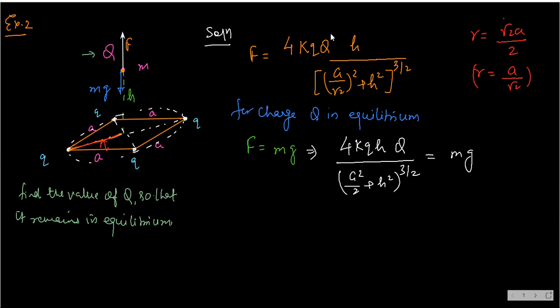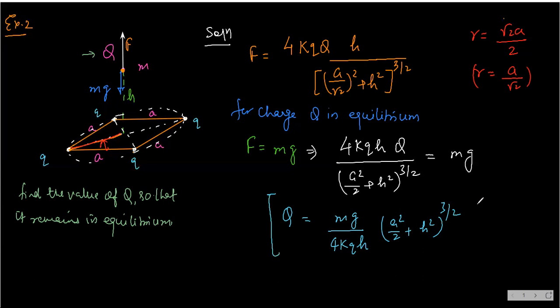So you just have to write the value of q in terms of everything else. Game over. So the value of q should be, कितना आसानी से बन गया ना, mg, 4q should come down, तो क्या हो गया, the value of q should be 4k cube h into a square upon 2 plus h square to the power of 3 by 2. बस क्या हो गया, है ना जी, all of you? Yes, sir.